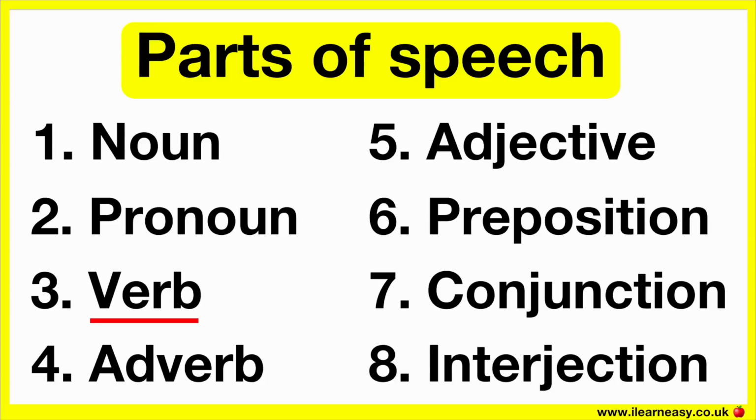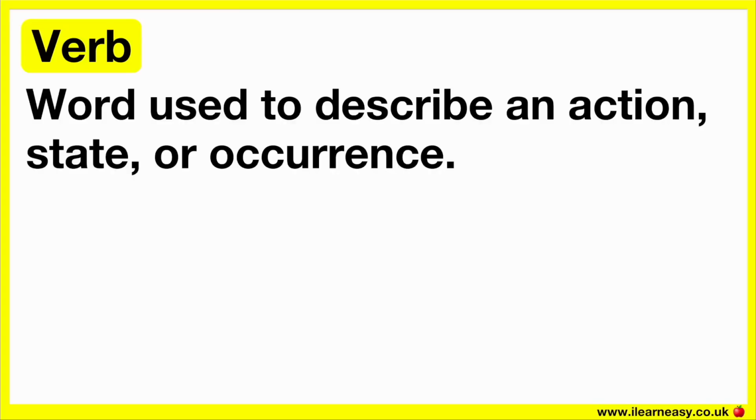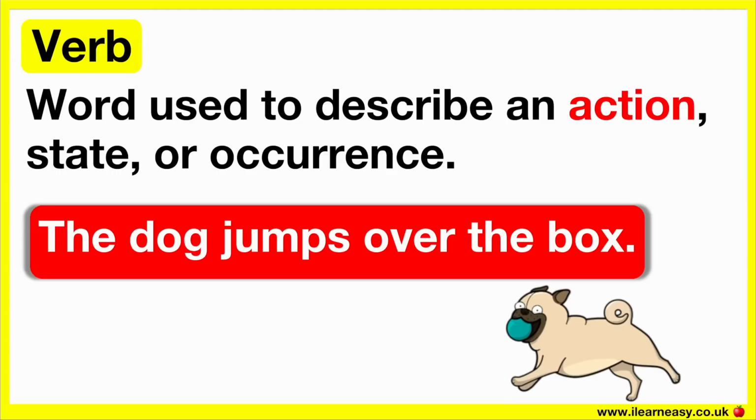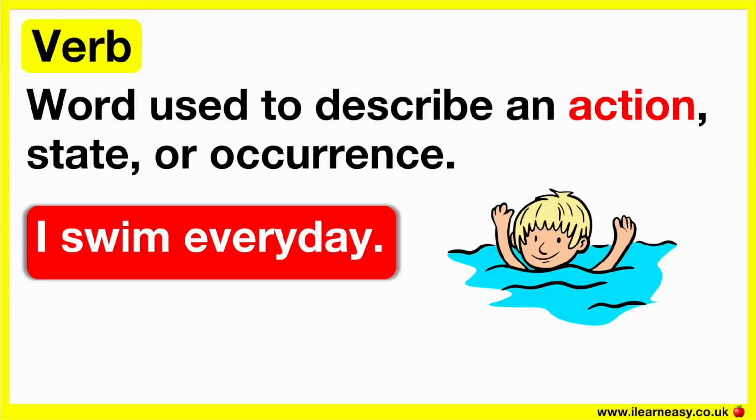In this video, we will learn about verbs. A verb is a word that is used to describe an action, state, or occurrence. When describing an action, we can think of it as a doing word. For example, the dog jumps over the box. The verb in this example is jumps because it's used to describe the action that the dog does. I swim every day. The verb in this sentence is swim because it's used to describe the action that I do.